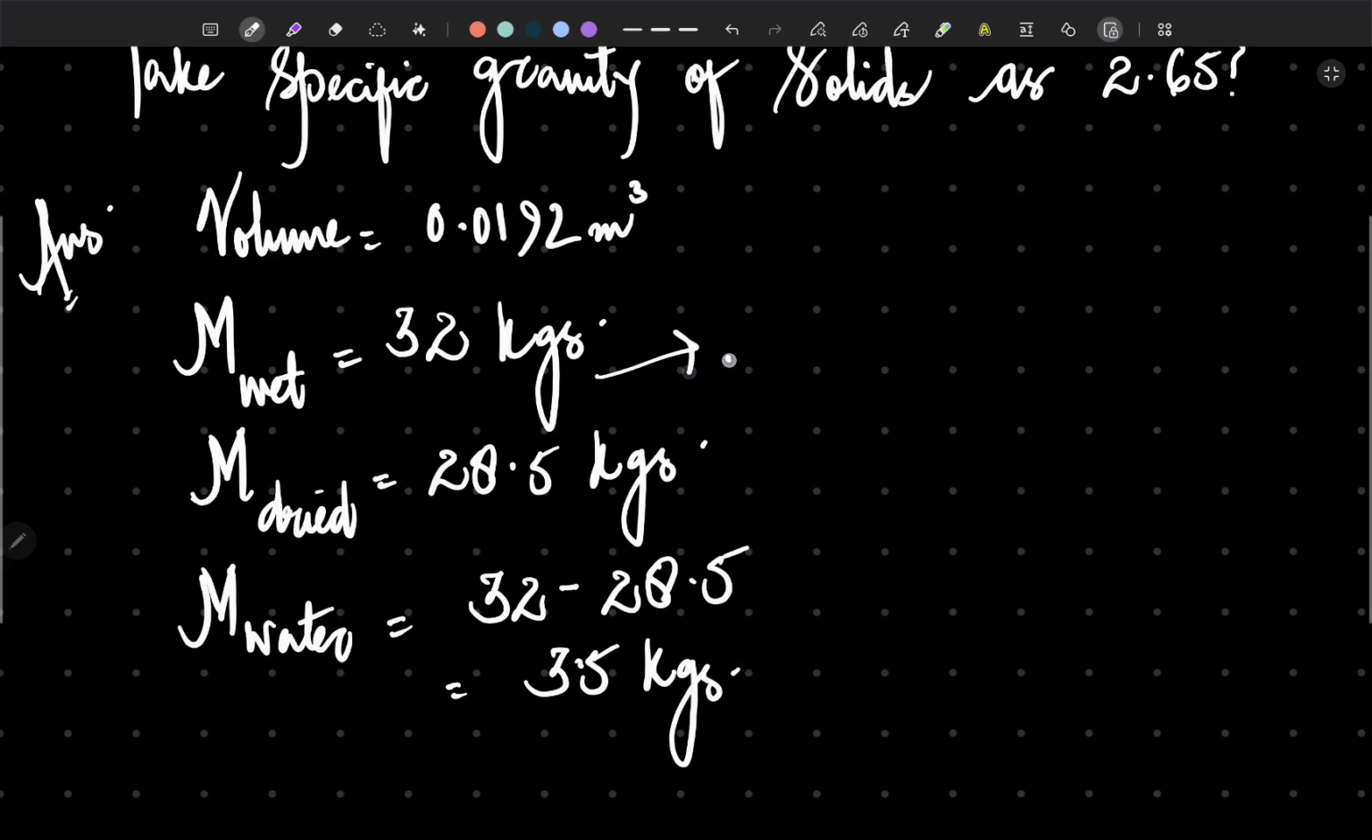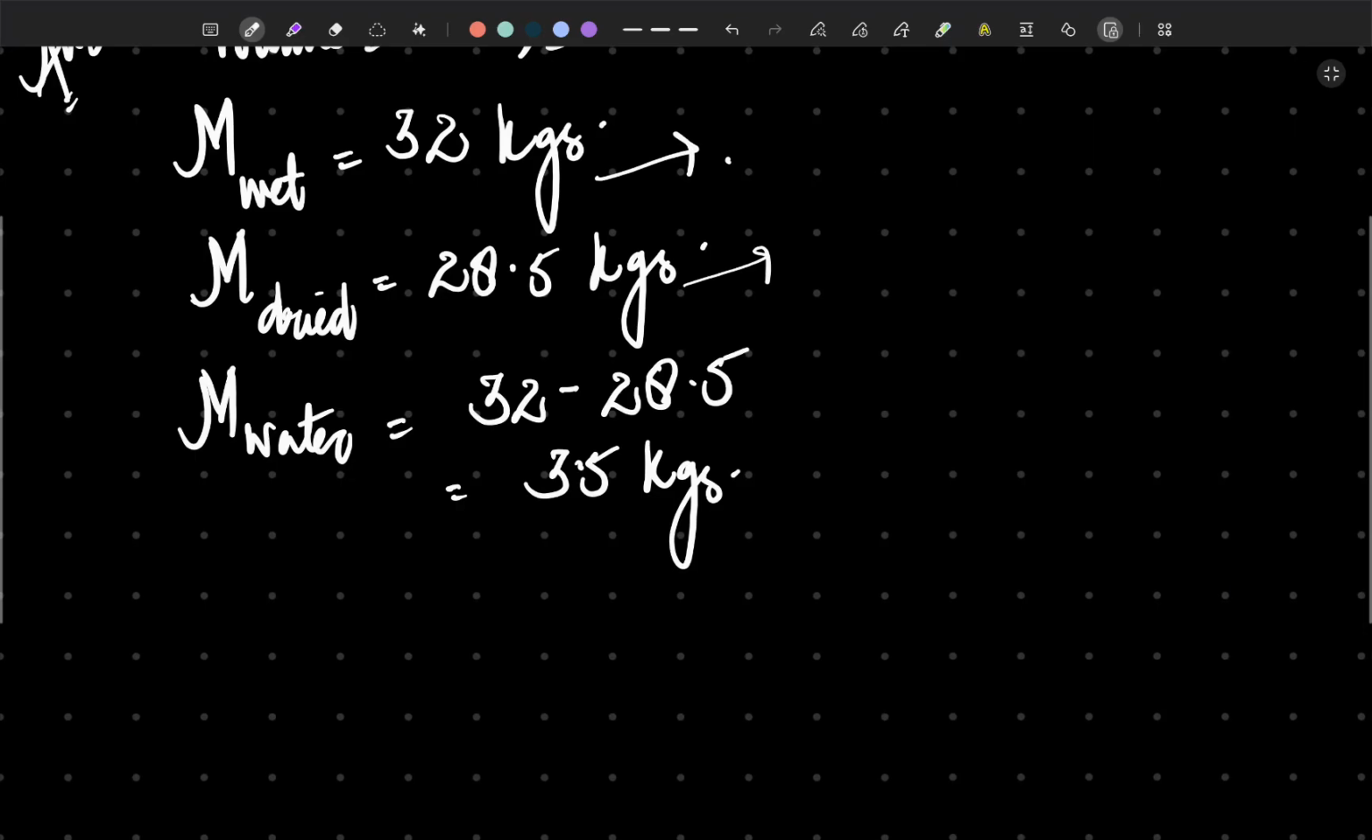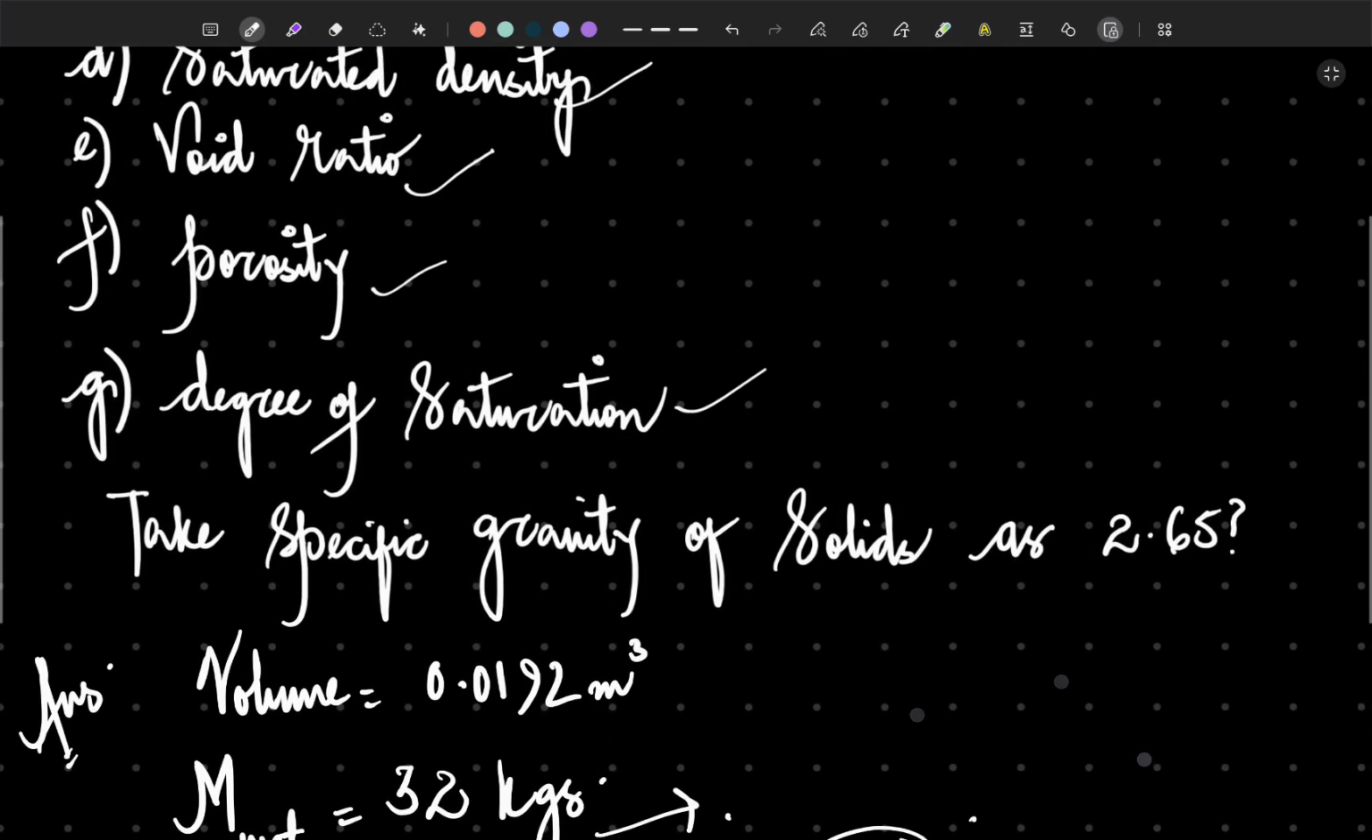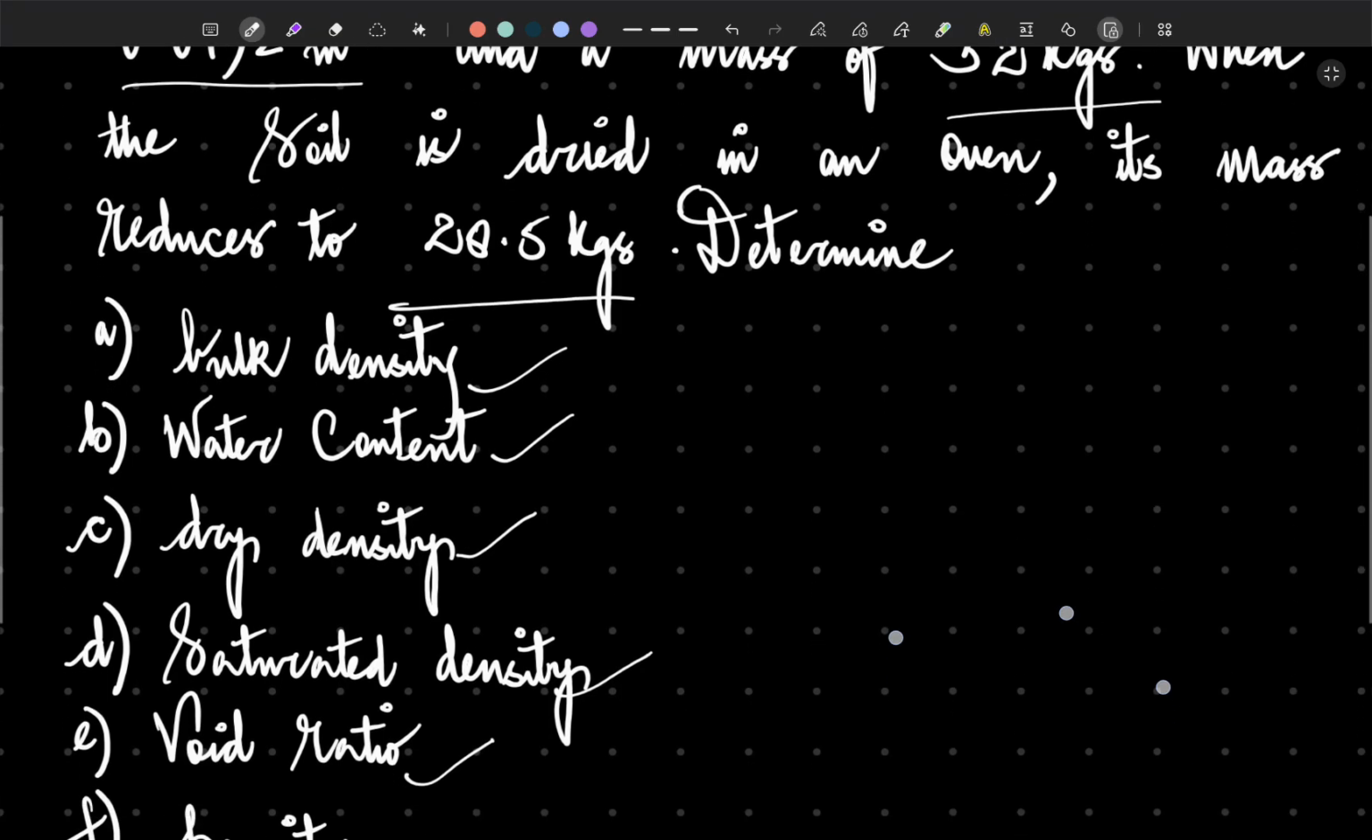So this is the total mass of the soil when it's in wet condition. Then after drying in oven, its mass is 28.5 kgs. So I found out the mass of water, which is equal to 32 minus 28.5, which comes to 3.5 kgs, and we know 28.5 kgs is the mass of soil solids in dried condition. All right, so I have to go on finding certain parameters.